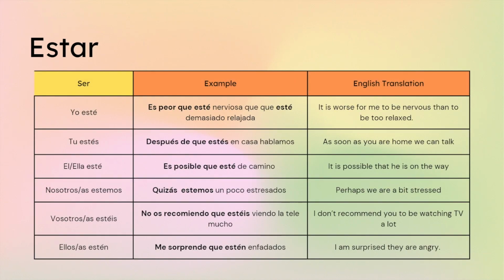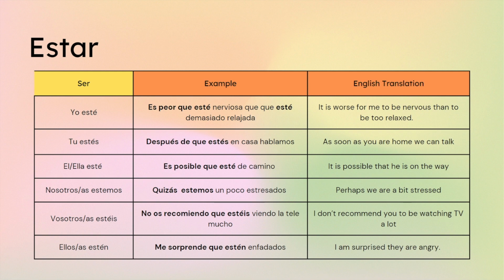Let's have a look at another example. Estar. You have that for your reference. Let's have a look at the examples. Es peor que esté nerviosa que esté demasiado relajada. It is worse for me to be nervous than to be too relaxed.